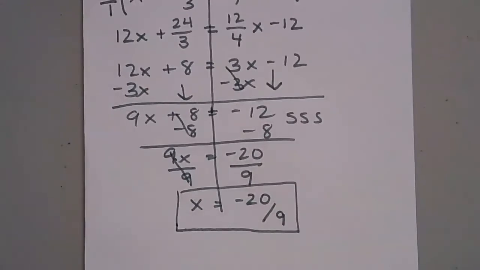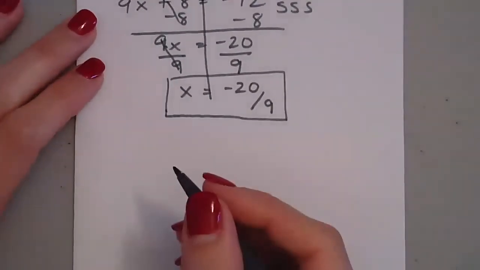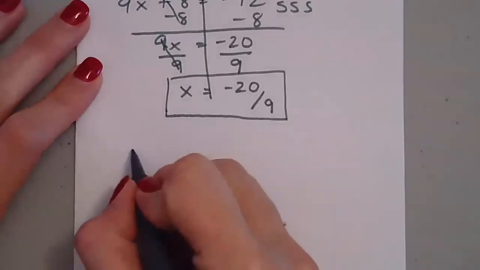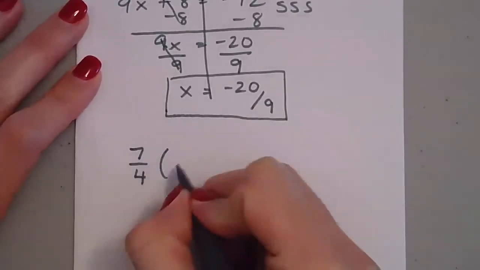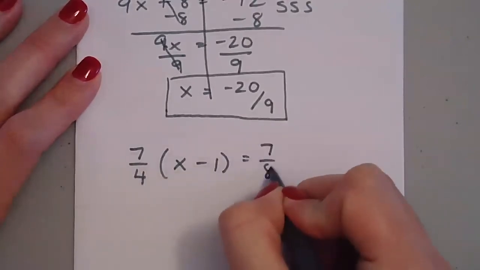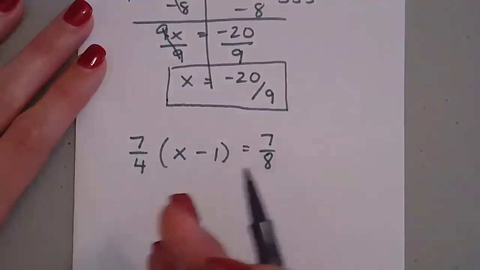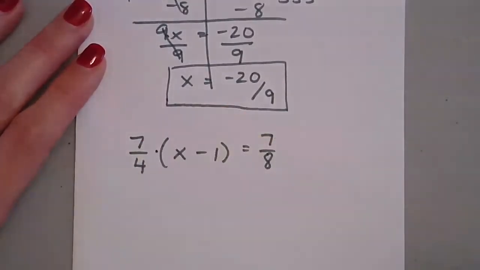Now for the next example, I'm going to show you what to do if you have distributive property. This can really trip some students up. And so for this example, I have 7/4 times the quantity of x minus 1 equals 7/8. You might be tempted to distribute first. You don't have to do that. Remember, distributive property is multiplication.